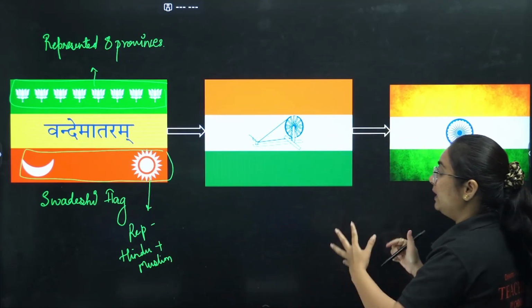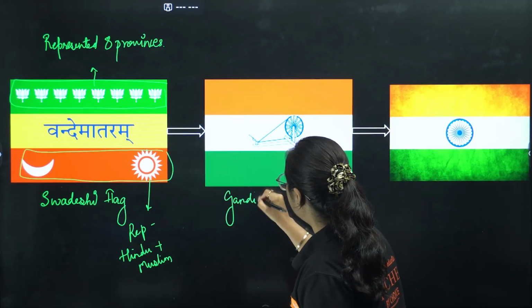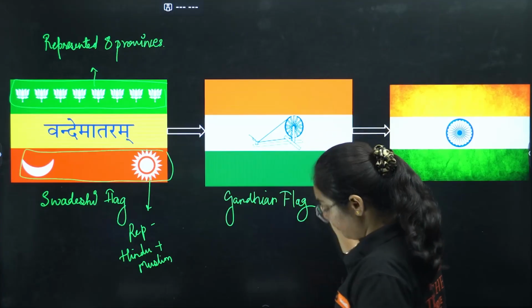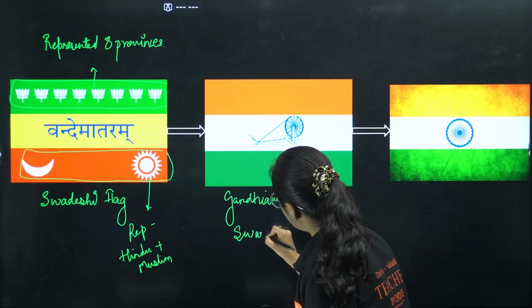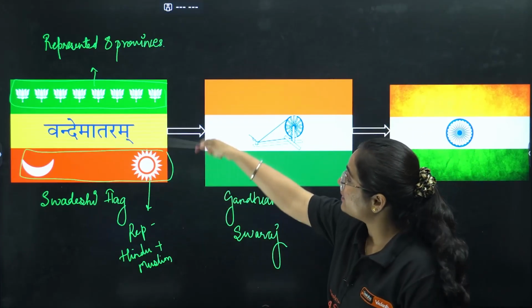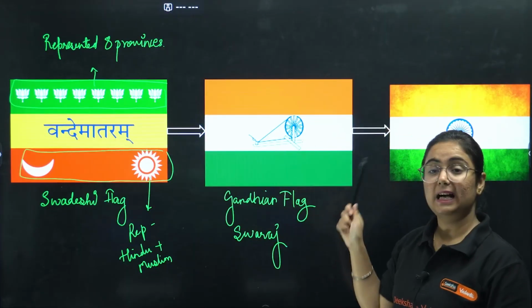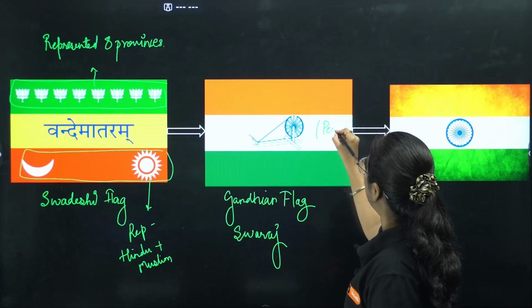Moving to the next one. Now this is the Gandhian flag. When Gandhiji came to India and demanded Swaraj, first the colors of the flag were swapped. Like for the yellow color, now there was the color white, and white here represented peace.